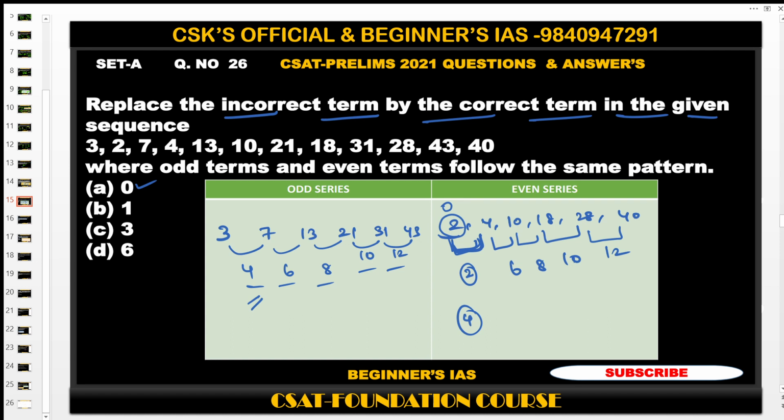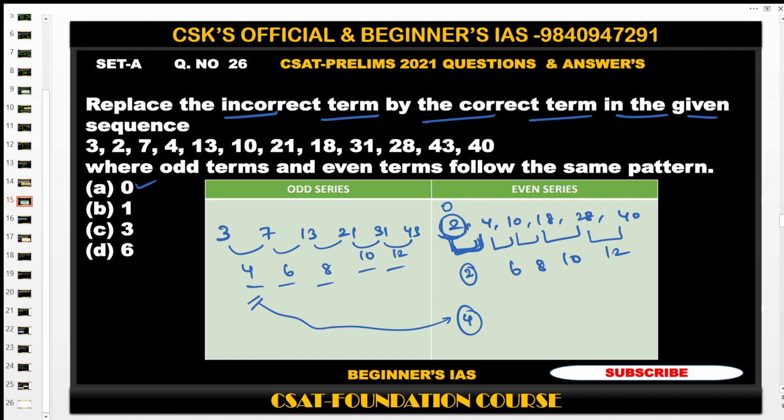I am checking from the beginning. 28 and 40: difference is 12. 18 and 28: difference is 10. 10 and 18 is 8. 4 and 10 is 6. Now the difference between 2 and 4 is 2, but it has to be 4. Therefore, the incorrect term is 2.